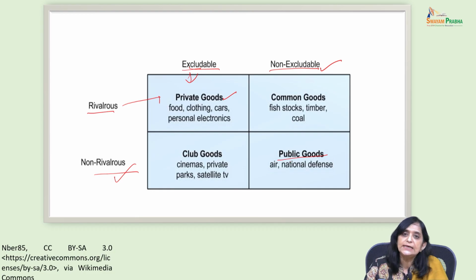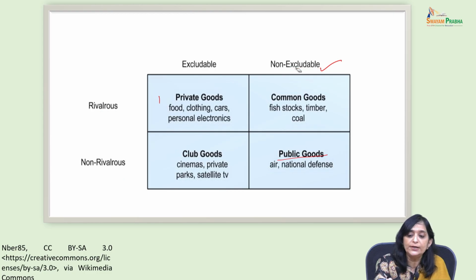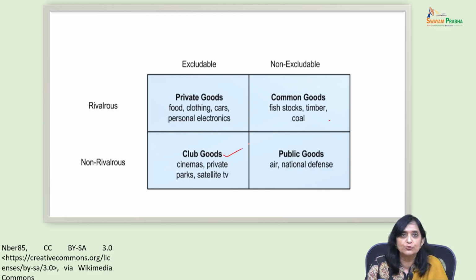So let us say the examples of clean air, national defense, and many more, I am sure learners you can think of, are cases of public goods. Whereas private goods, for example, food, clothing, cars, personal electronics, where the goods are excludable and rival, are called private goods. Another two types of goods which fall between these two extremes are called common goods or common resources, and the second is called club goods.